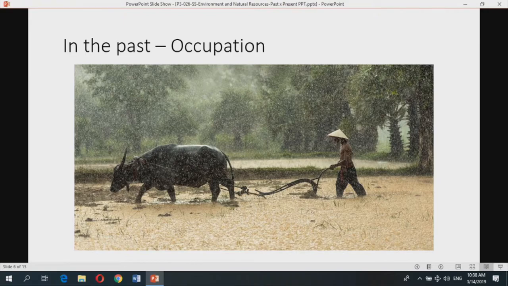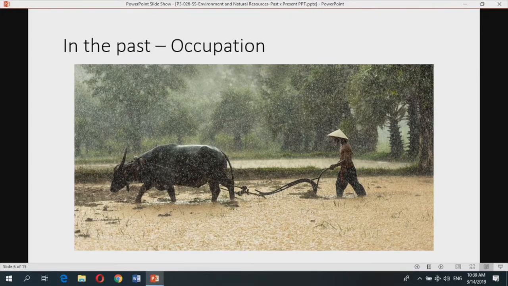In the past. Occupation. What does occupation mean? Job. Yes. These are the types of jobs people used to do in the past. Does anybody know what type of animal this is? Buffalo. Buffalo. What is a buffalo used for? Plowing the fields. Yes. Where do you think, is this in Thailand? Yes. Yes. I think it looks like it could be Thailand.